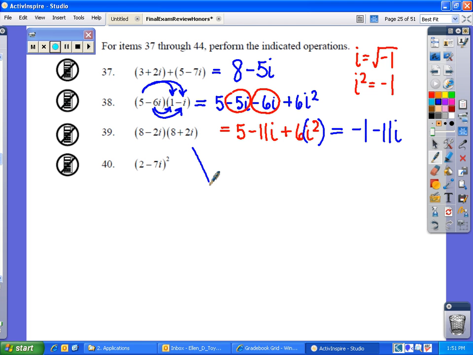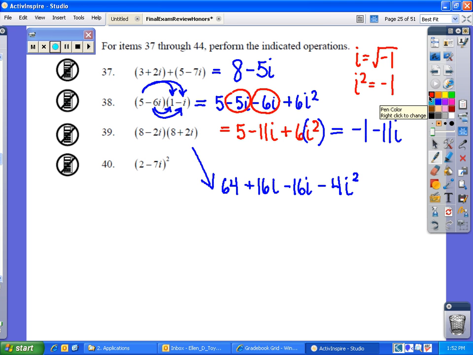Let's do 39 down here a little bit. I'll again multiply first terms, then the outer terms, then the inner terms, and then the last terms. 8 times 8 is 64. 8 times 2i is plus 16i. Negative 2 times 8 is minus 16i. And negative 2i times positive 2i is negative 4i squared.